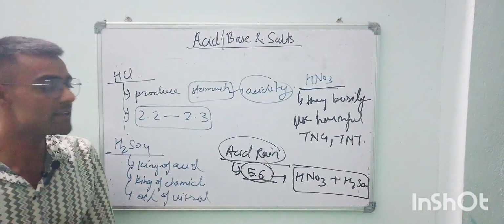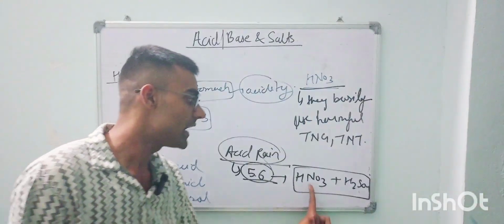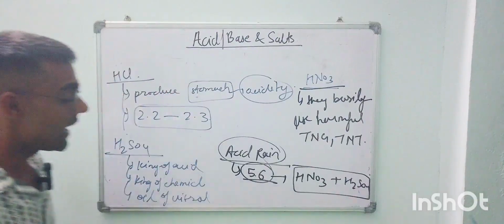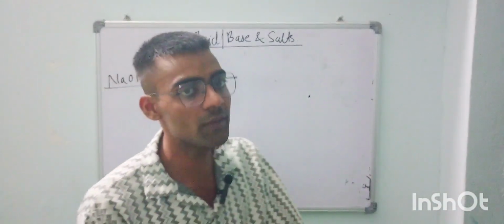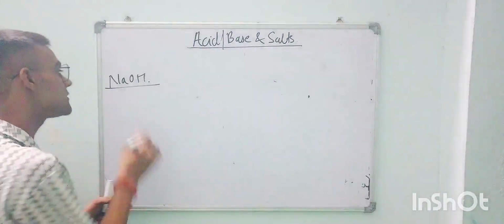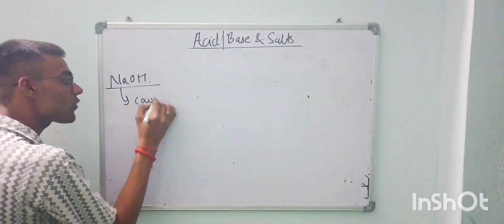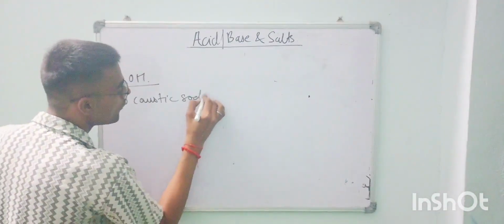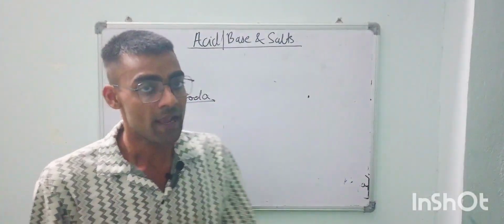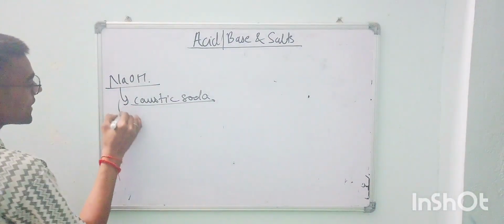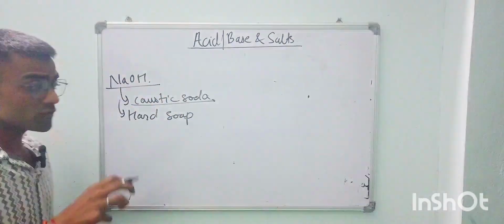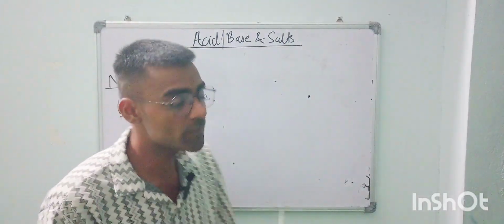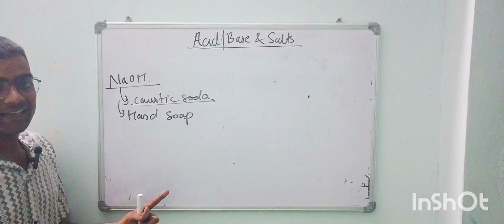There are two types of acid rain. The first one is nitric acid and sulfuric acid. And sodium hydroxide is the strongest base. It is also known as caustic soda, and it is also used in hard soap. So sodium hydroxide is also known as caustic soda, and it makes hard soap.